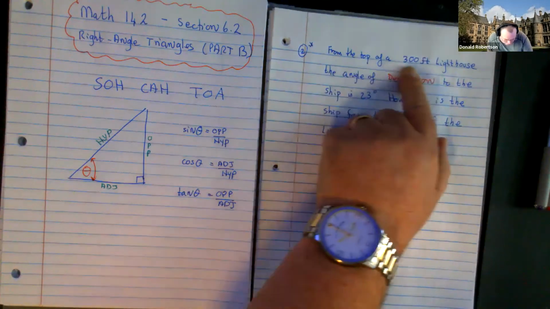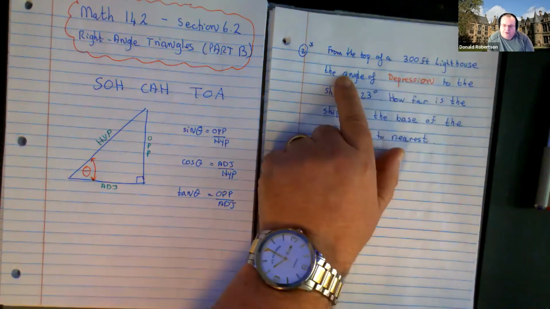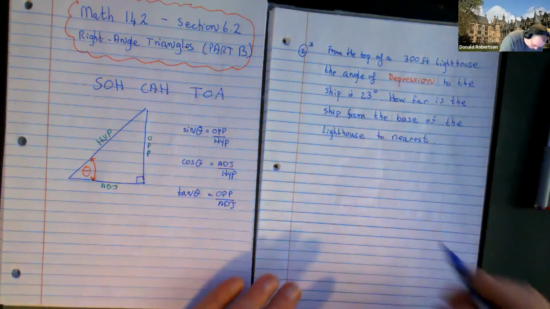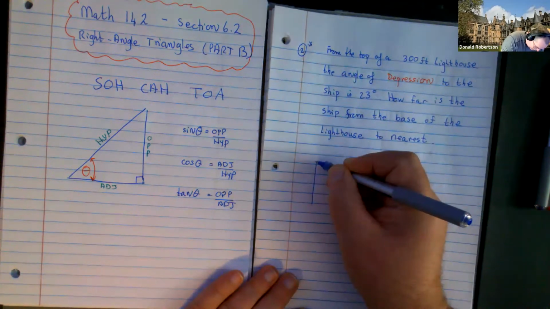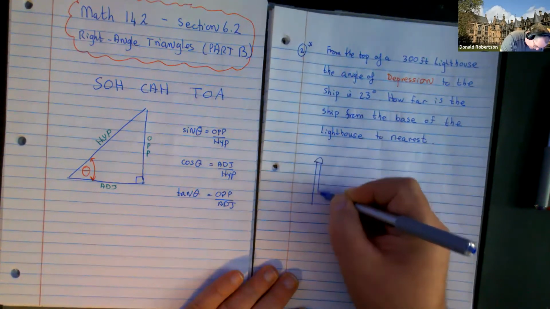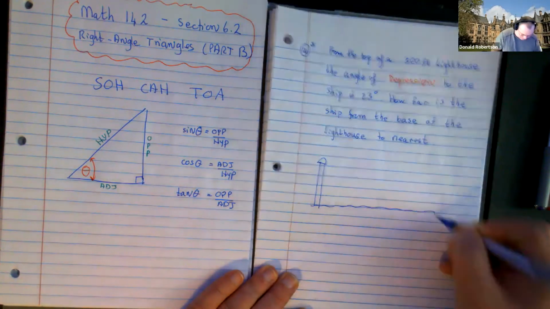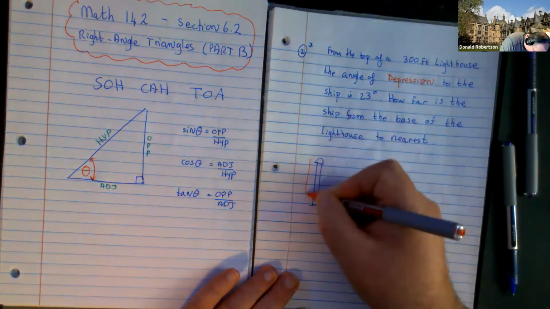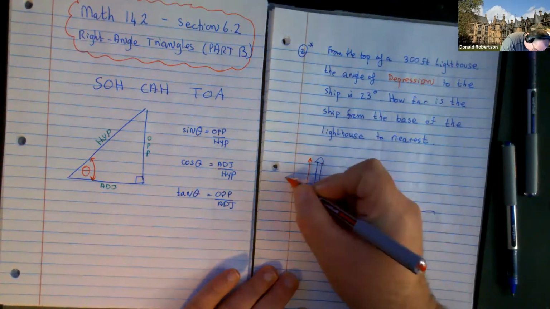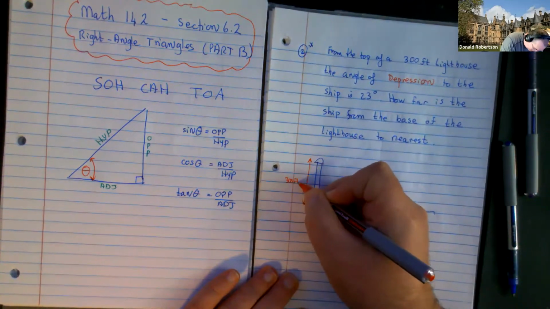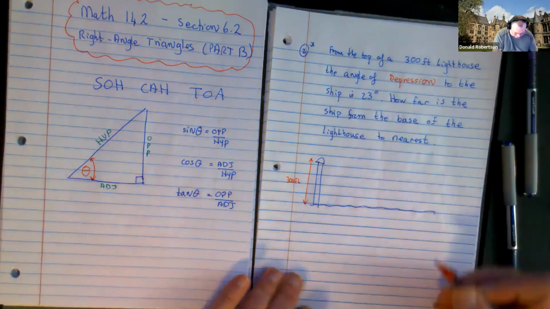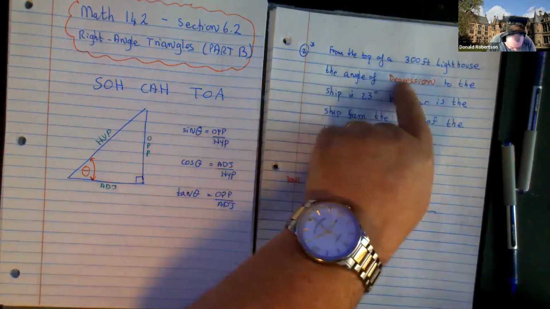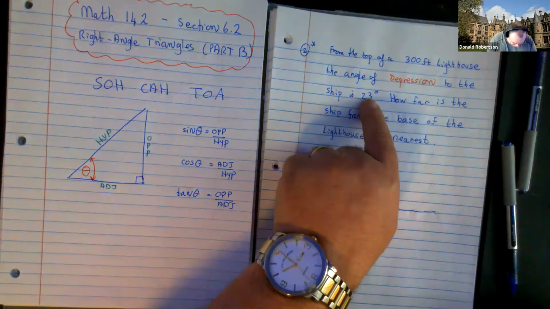So from the top of a 300-foot lighthouse, the angle of depression to the ship is 23 degrees. So there is my lighthouse. And here is the sea. And you have just told me that that distance there is 300 feet. And we're going to make the assumption that the sea is horizontal to the lighthouse. And they talk about, from the top of the lighthouse, this thing called the angle of depression is 23 degrees.